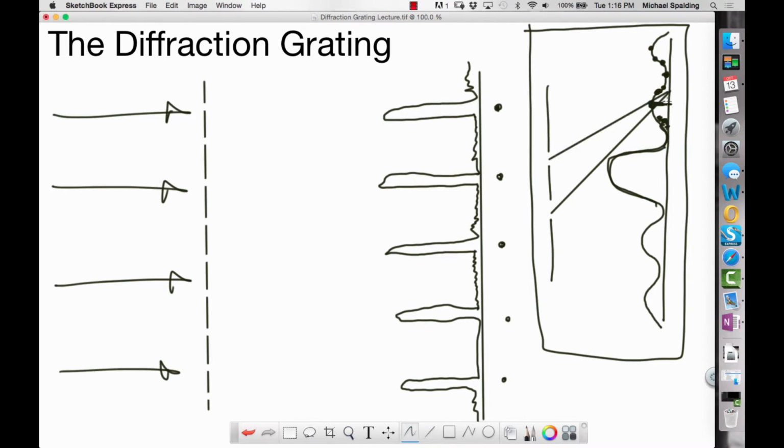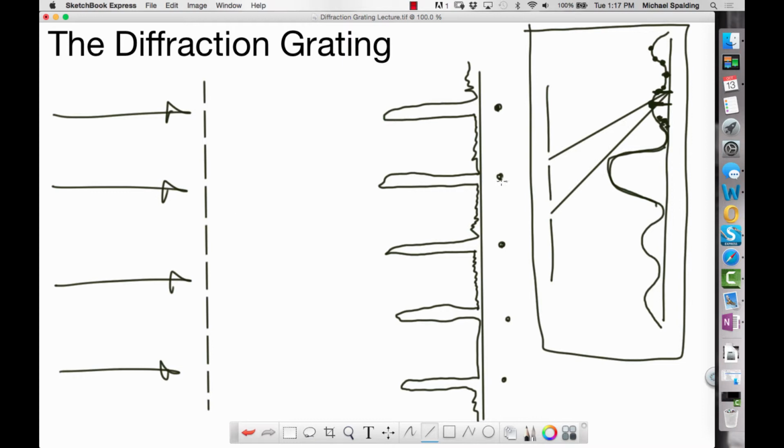Would that still be considered constructive? Is this point right here all the way at a minimum? No, so it's kind of constructive, kind of destructive. You get these gray areas, right? Now, with the diffraction grating, it's all or nothing. You get these very, very pronounced points. So let's look at why.